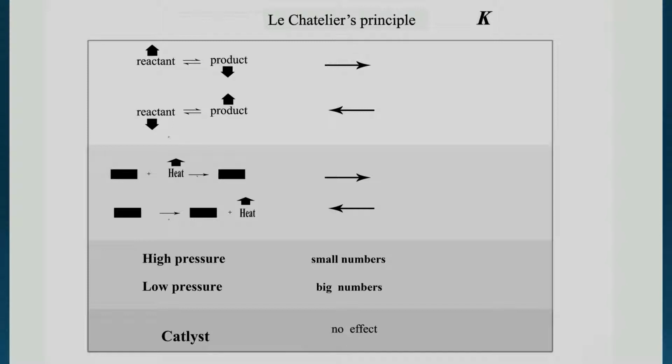So let's compare with Le Chatelier's principle. As you see, product and reactant changes will shift the equilibrium. Temperature shifts it. Pressure favors the side with the smaller or bigger number of moles. Catalyst has no effect. Now look at the K: no effect, no effect. The only effect is temperature. Otherwise, the K constant is constant. It will not change by product, reactant, pressure, or catalyst. The only thing that can change the constant is the temperature.